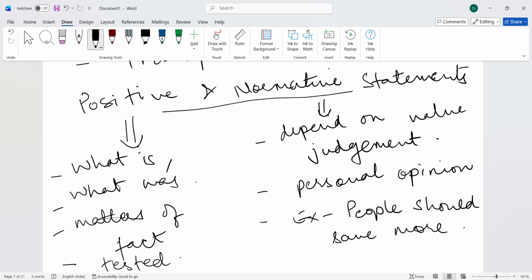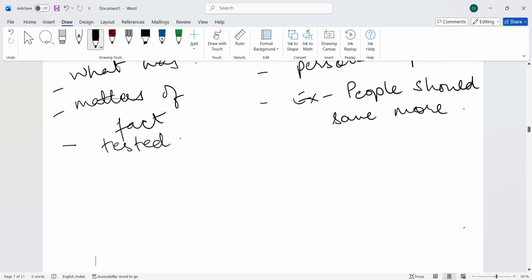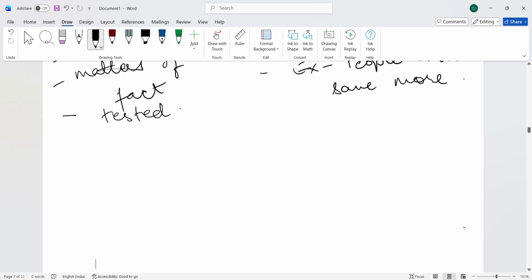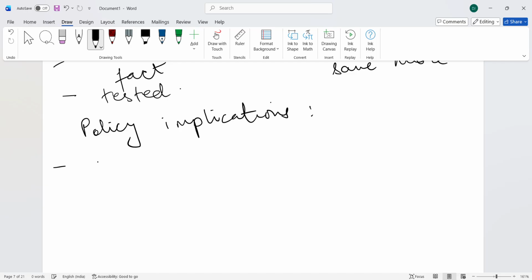Or if I say smoking should be discouraged, that's again a normative statement. That's a personal opinion I have. However, the basic question arises: why are we studying these kinds of statements in economics? Both these statements, positive and normative, have what we call policy implications. That is why we study these statements.